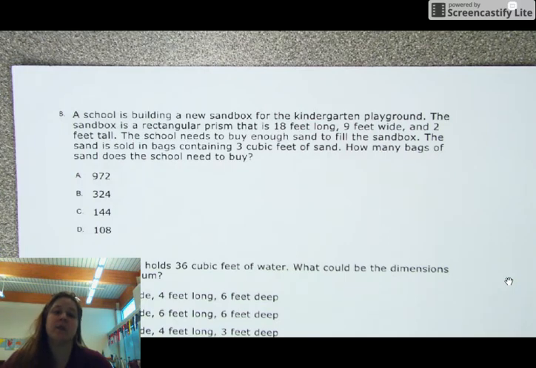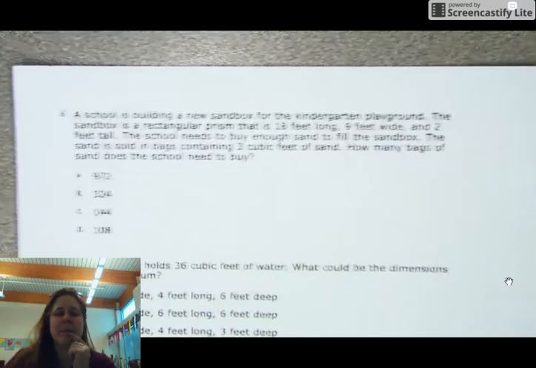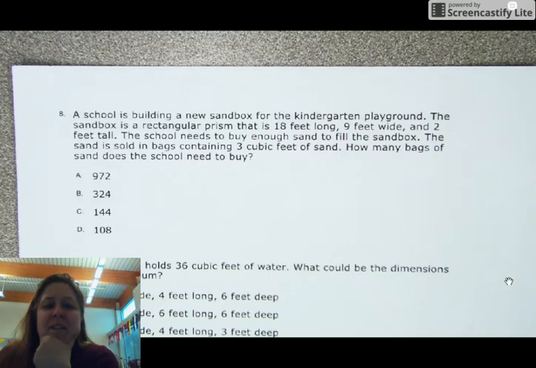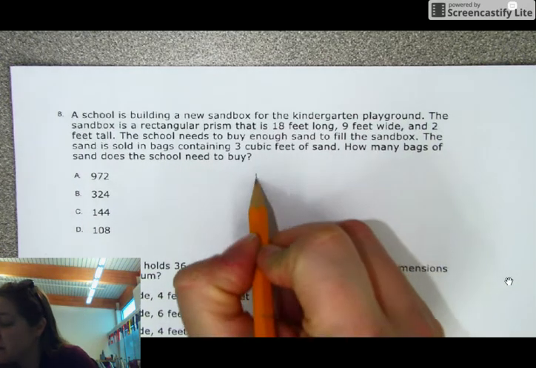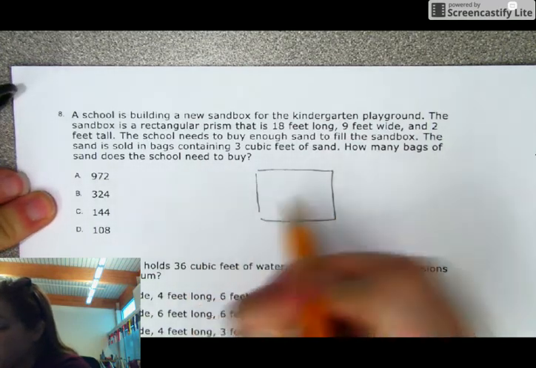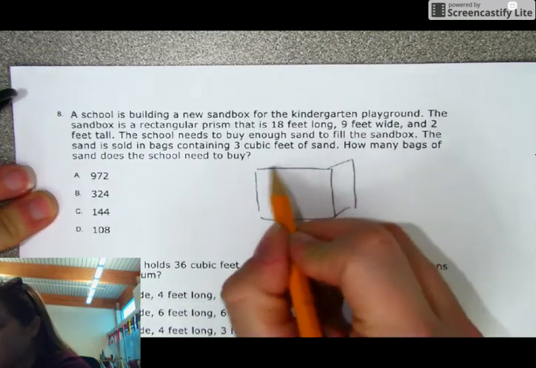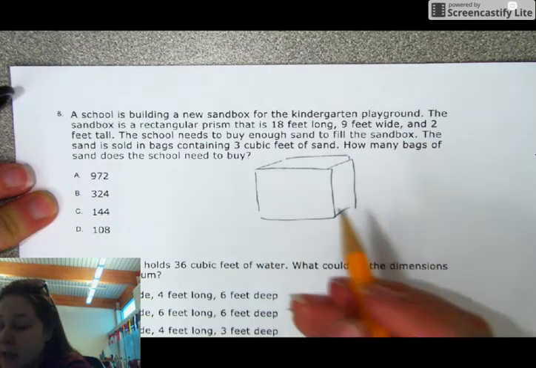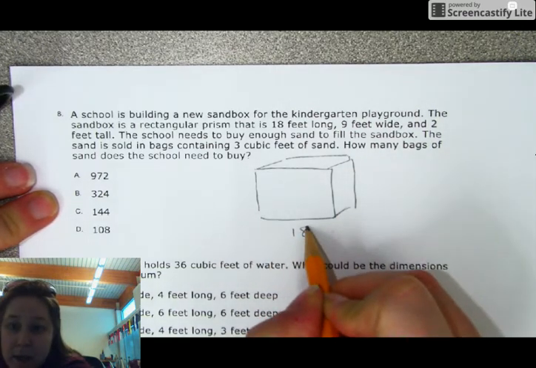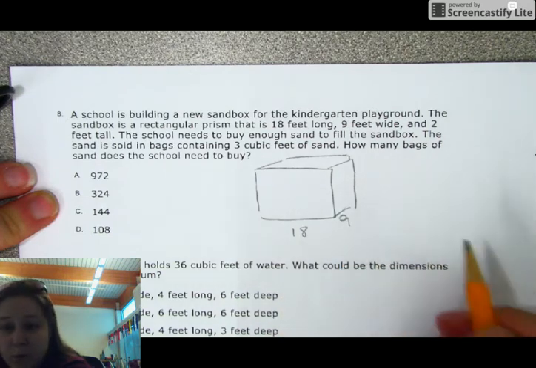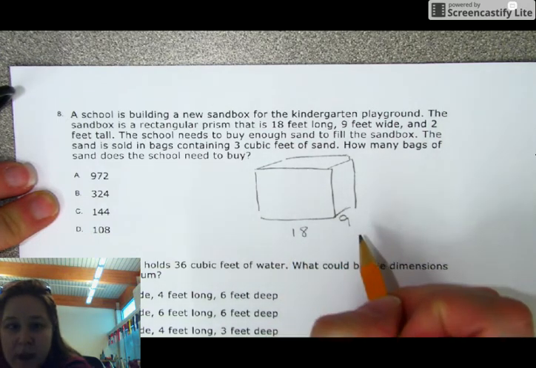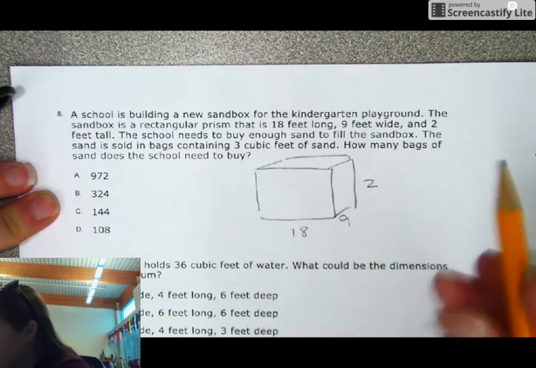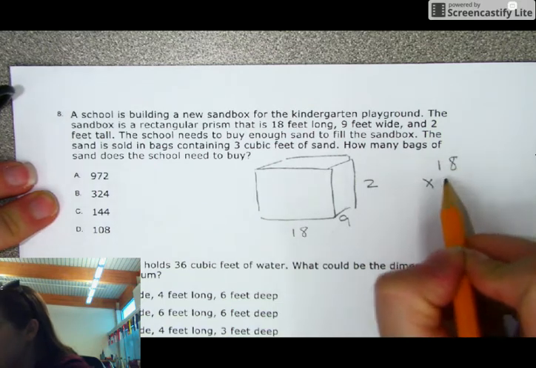This is really important because I kind of remember this on the EOG last year. Very, very similar. Here's my sandbox. Remember, it is a 3D sandbox because we don't work in 2 dimensions in this. It's 9 feet wide, 18 feet long, and 2 feet tall. So I need to take 18 times 2.